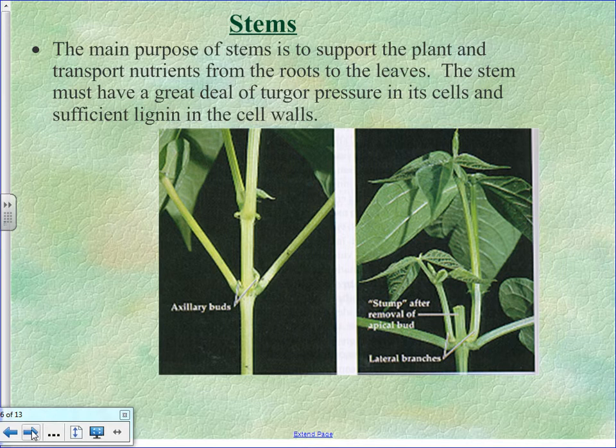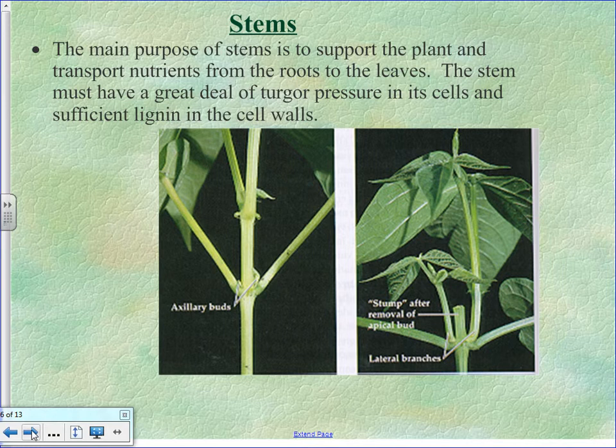Okay, roots are acquiring the raw materials. Leaves are producing the products that are needed by the rest of the plant. There's got to be a way to transport that between them, and that's what the stem's job is. The stem is also there to support any high growth that the plant may require.